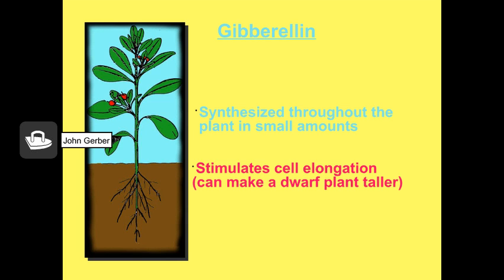Unlike auxin, gibberellins are produced throughout the plant. Gibberellins cause the plant stems to elongate dramatically all throughout the plant.